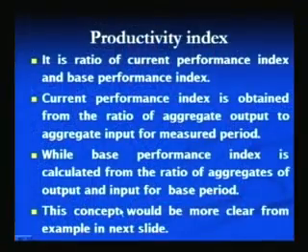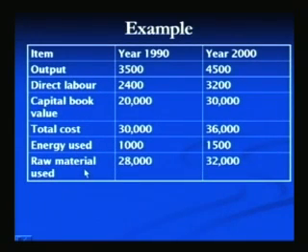So, here if you have to understand the concept of the productivity index, we have to see one example, so that things will become more clear. If we see one organization, say ABC, using a number of materials, energies, and capital as input resources for producing one output, and all these output and input resources have been quantified in common monetary terms. Then for the base period, say for year 1990, the output is 3500, direct labor cost is say 2400, the capital book value is 20,000, total cost is coming 30,000, energy used is 1000 units, and the raw material used is 28,000 units, and the same values here have been obtained for year 2000.